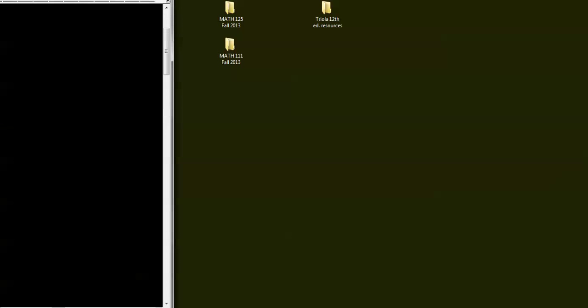Alright, let me get a fresh screen. Let's do one from the homework list. This is going to be number 15 on page 225, right at the end of section 3.3. And let's solve the following 3 by 3 system.